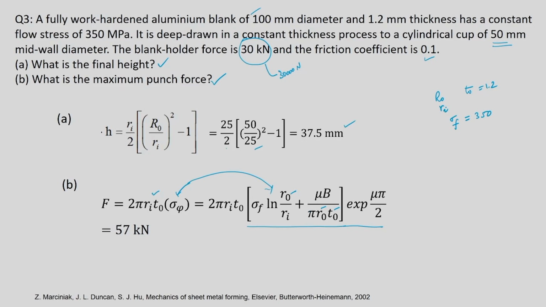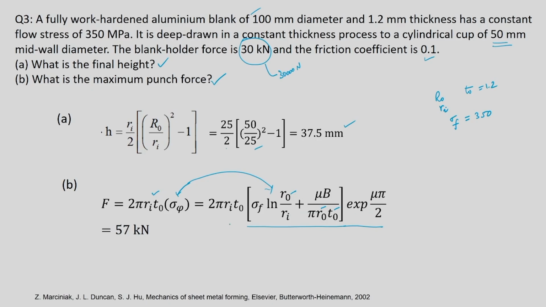Okay. So, we have not really derived the punch force for conventional deep drawing, rather we derived only sigma phi, cup wall stress from sigma R. That is what we derived as sigma phi. So, now what you can do is multiply by 2 pi Ri into T naught into sigma phi to give 2 pi Ri into T naught into sigma f into ln of R naught by Ri plus mu b by pi R naught T naught exponential mu pi by 2.